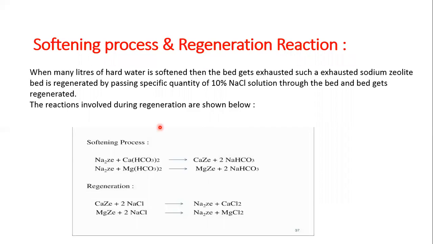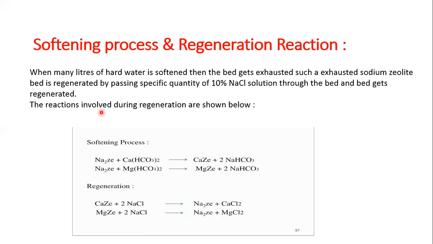Now look at the reactions for the softening process and the regeneration process. Sodium zeolite is represented as Na2Z, where Z stands for the zeolite. When reacted with calcium bicarbonate, that means hardness ions, it is converted into calcium zeolite with the release of Na+ ions. Same here, if the hard water sample has magnesium bicarbonate, in the presence of sodium zeolite it forms magnesium zeolite with the release of Na+ ions. So this is nothing but the ion exchange process.